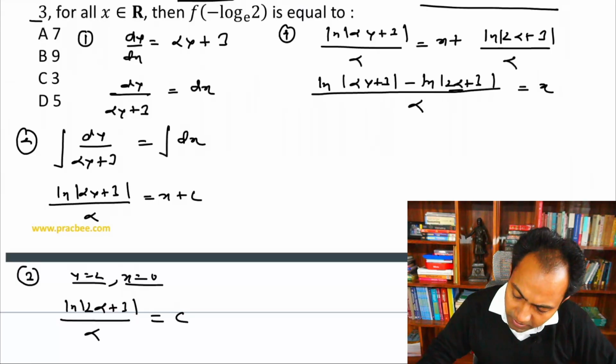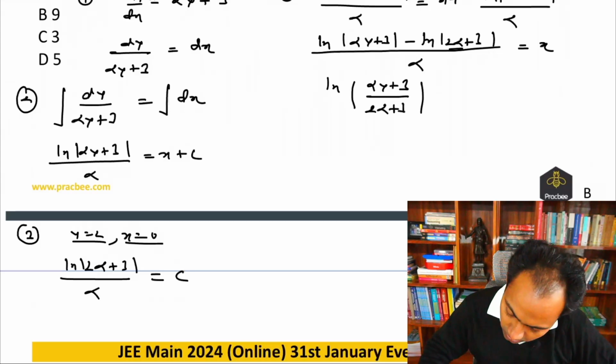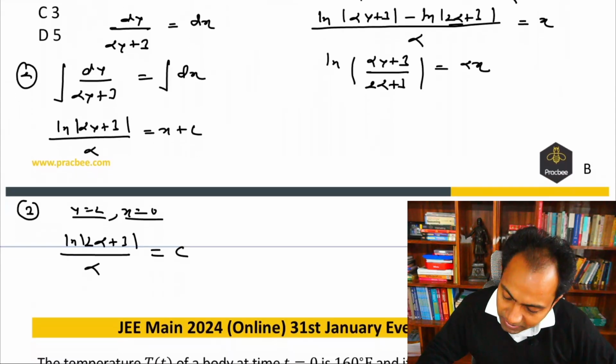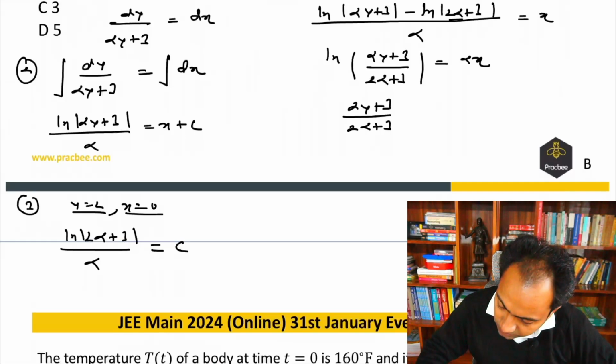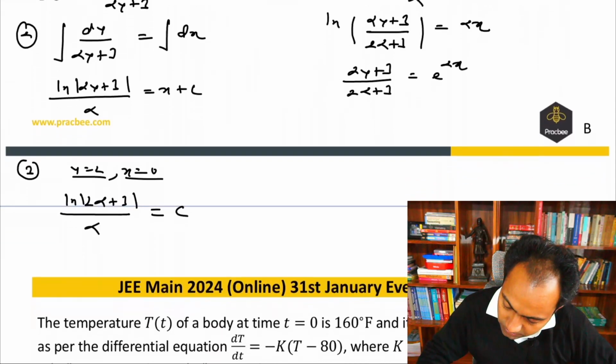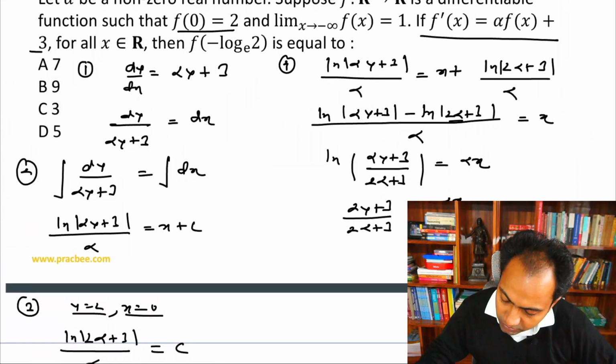And once I simplify this also, it becomes ln of modulus of (alpha y plus 3) by (2 alpha plus 3) is equal to alpha x. This can in turn be simplified and written as (alpha y plus 3) by (2 alpha plus 3) is equal to e raised to the power alpha x. And now if you want to simplify further, let us figure out the value of alpha using the next relation.